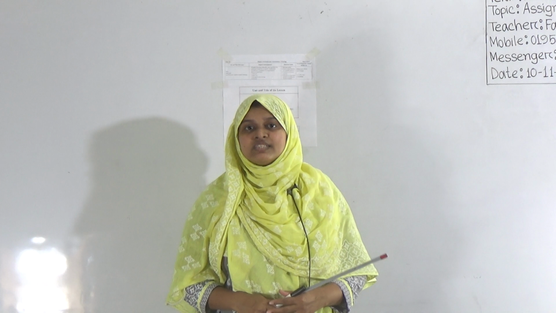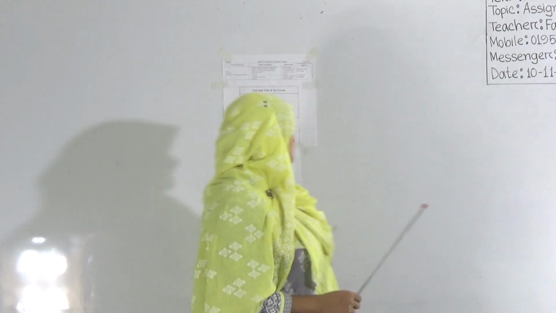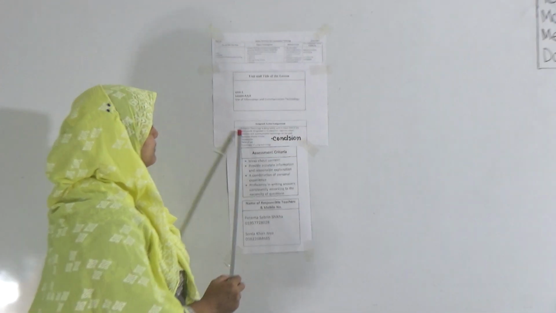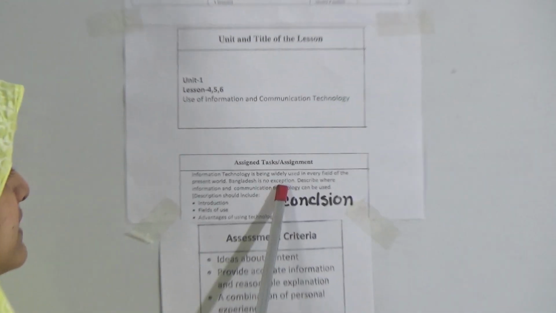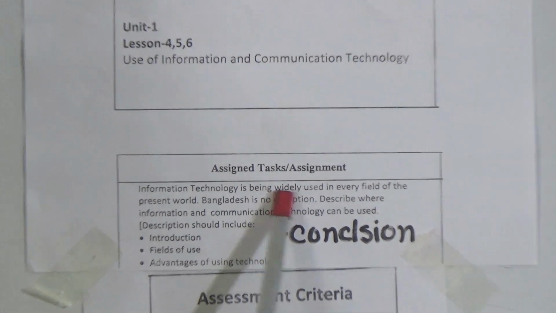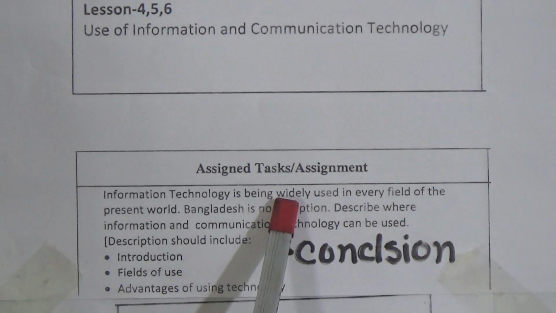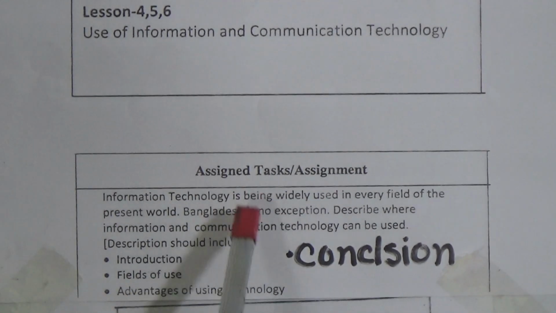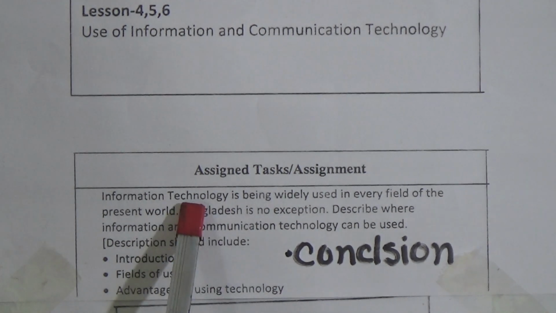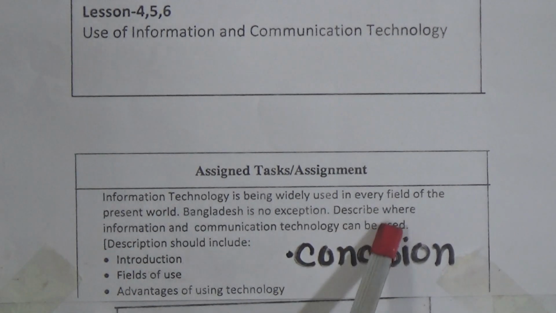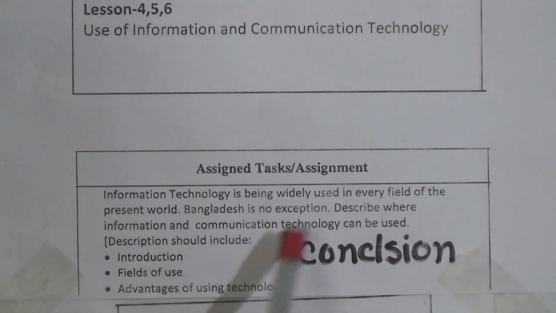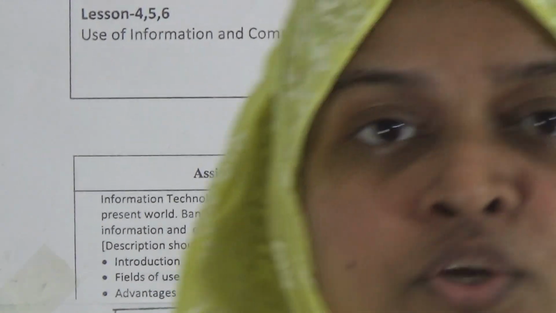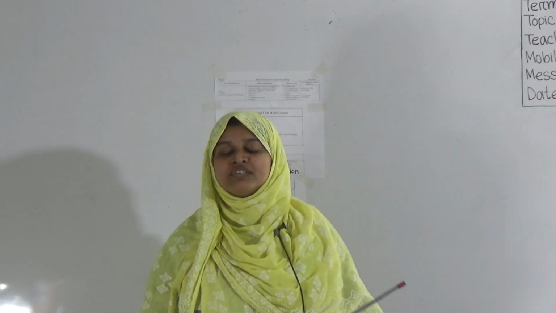Now, I'm going to discuss the topic. Our topic is information technology is being widely used in every field of the present world. Bangladesh is no exception. So, information and communication technology is widely used in every country of the world. Bangladesh is also using information and communication technology. Now you have to describe where information and communication technology can be used. That means where we can use all this information and communication technology.